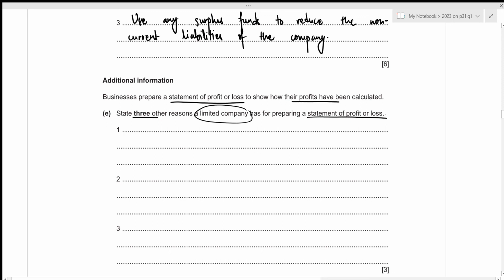So for a limited company, the statement of profit or loss is a part of statutory accounts, and statutory accounts are those accounts that need to be published by the limited company. It includes 5 different accounts. They are the statement of profit or loss, statement of financial position, statement of cash flows, statement of changes in equity, and then the notes to the accounts. So that's the very first reason. Let's write it down. It is required as part of the statutory accounts.